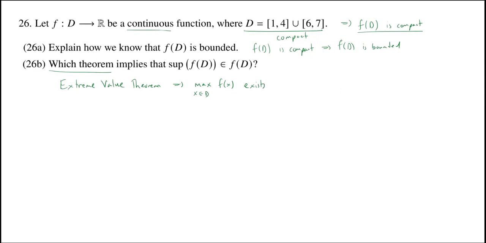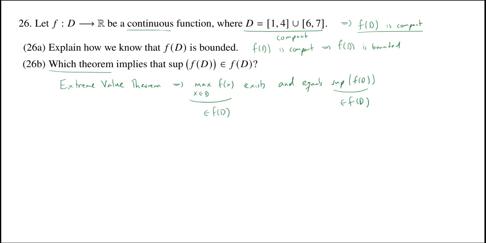But if the maximal element of a function on a set, or maximal element of any set, exists, then it equals the supremum. Of course, the supremum is supposed to be the least upper bound, but if you have a maximal element, it is its own least upper bound. And the maximal element really is in f of d, and therefore the supremum is an element of f of d. So this follows from the extreme value theorem.